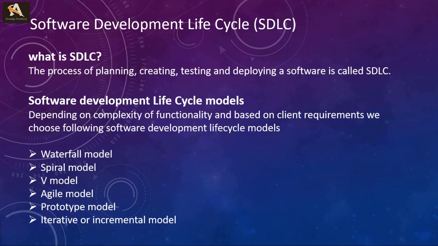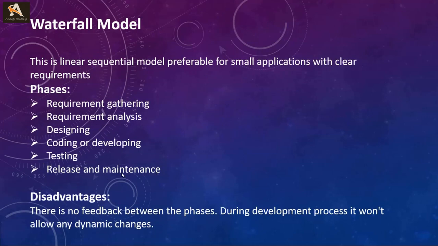Software development lifecycle models. Depending upon the complexity of functionality and based on the client requirements, we have the following models: waterfall model, spiral model, V model, agile model, prototype model, iterative or incremental model. I'm not going to discuss each and every model in detail, but at a very high level I'm going to discuss maybe one or two, because this is a crash course, not spending much time explaining each and every model in detail.